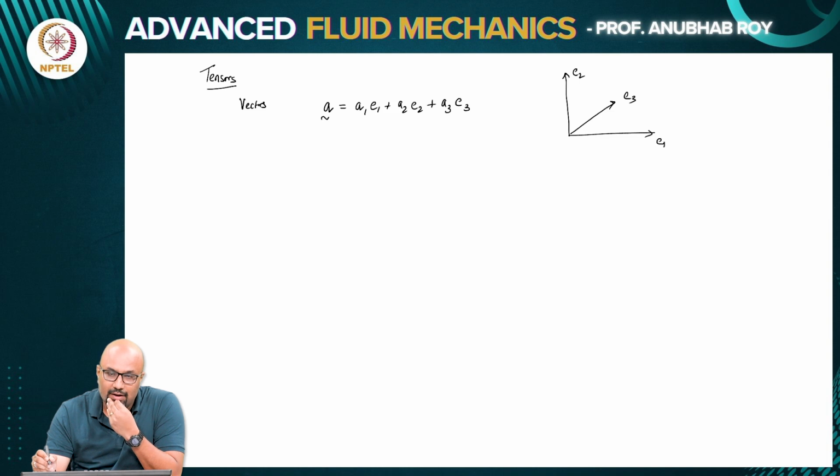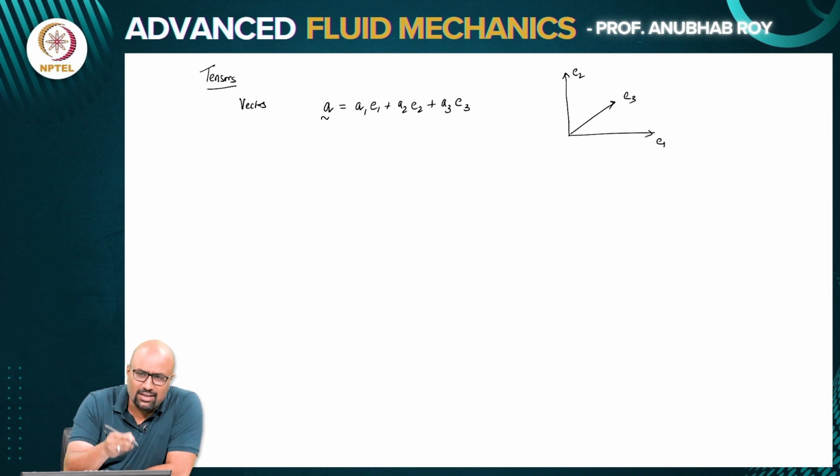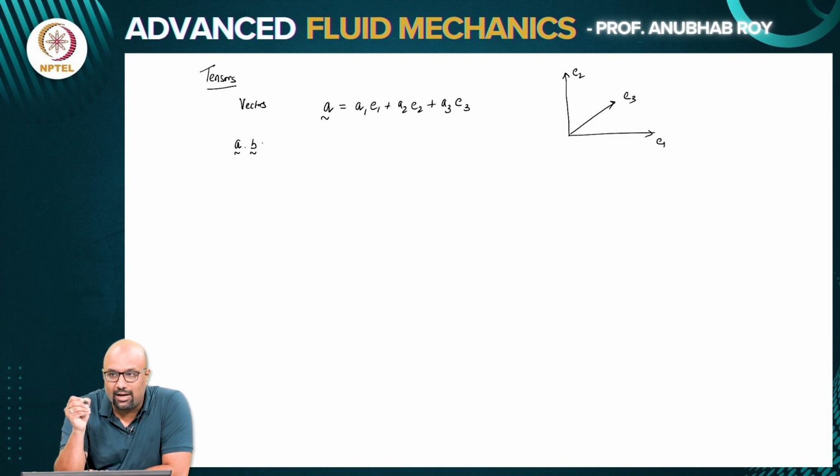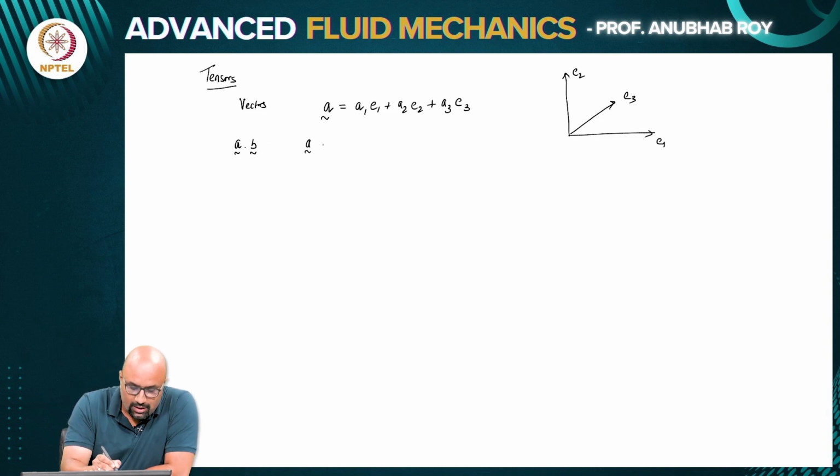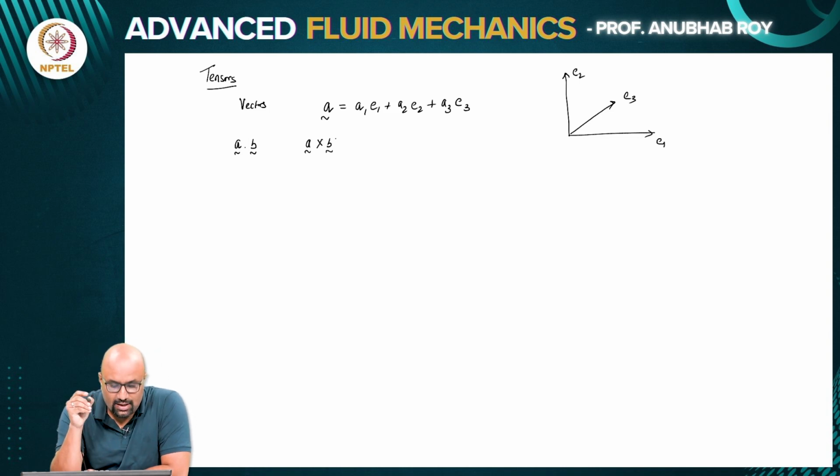Now if I want to actually do operations with this vector, there are various operations that you are familiar with. If I have another vector, let's say B, what would be the dot product of A and B, or what would be the cross product of A with B. So these are quantities which you already know. There is nothing particularly new here, but we will see whether there is a different way of writing all of this in a more compact manner.